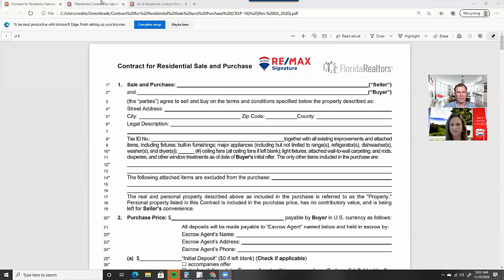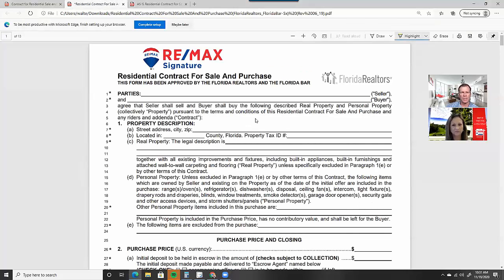So what we'll do then is jump over and I'll show you this one, which is the Residential Contract for Sale and Purchase. This has been approved by the Florida Association of Realtors and the Florida Bar, which is the Attorney Association. This is the contract that we recommend that you use. Well, this FAR Bar contract is the most commonly used. However, this one is starting to be used again. It is a very good contract, but it's got a lot of differences from the most common contract that we're going to see. And the most common contract is which one, Amy, that the agents see out there the most?